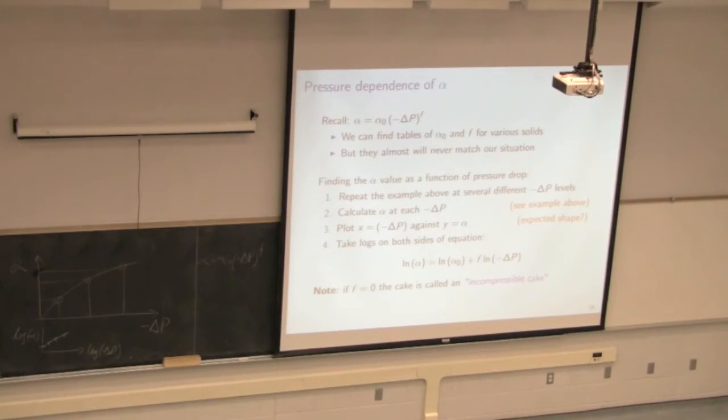Now you can go to textbooks, Perry's for example, and look up values of alpha naught and F, but you'll almost always find that the particular solids you're dealing with are not going to be in that table. So you have to resort to this experimental approach pretty much in every single case. Is F your compressibility? Exactly. F is the compressibility. Alpha naught is just the baseline value at a given condition. Cakes that are not compressible will have Fs that are small and tending to zero.